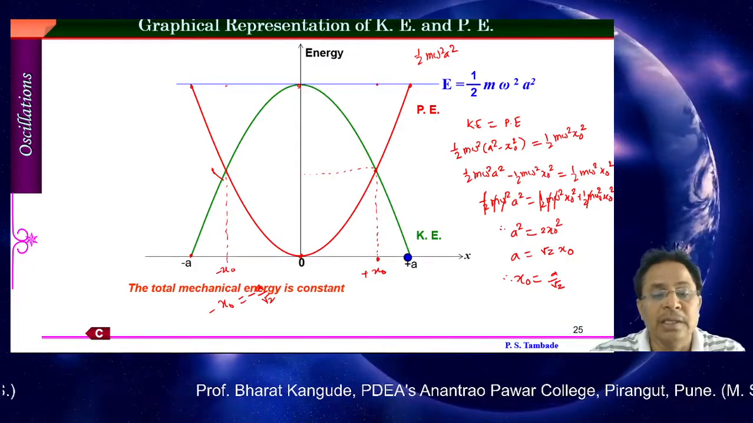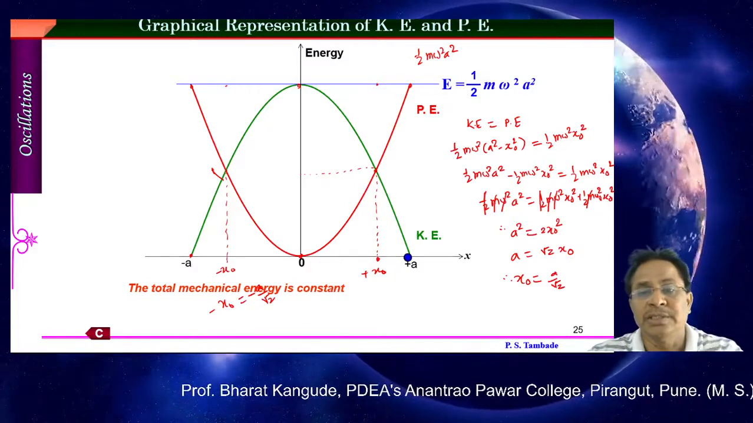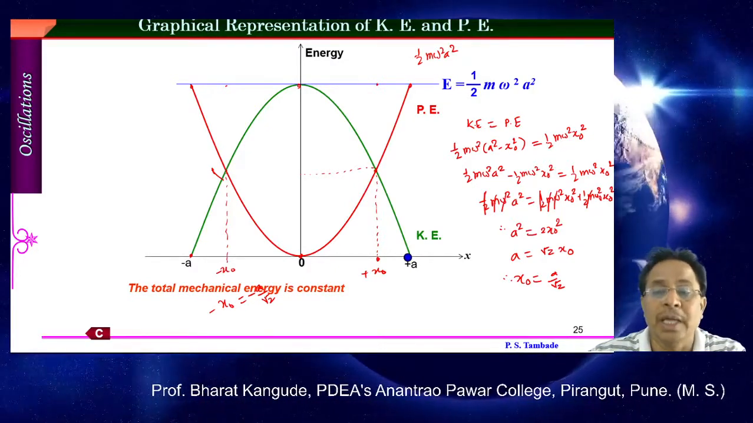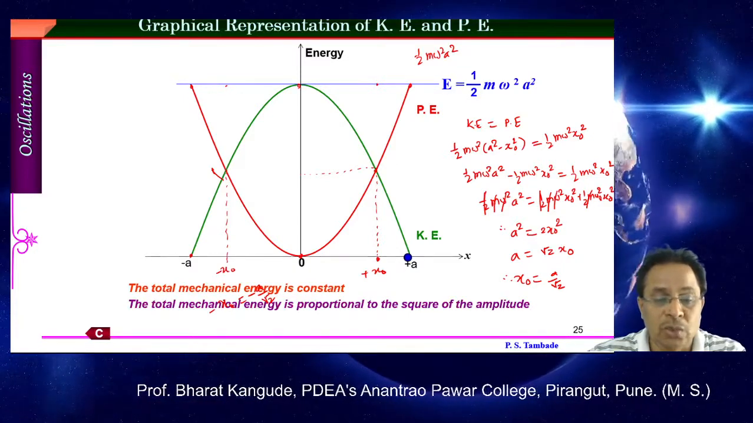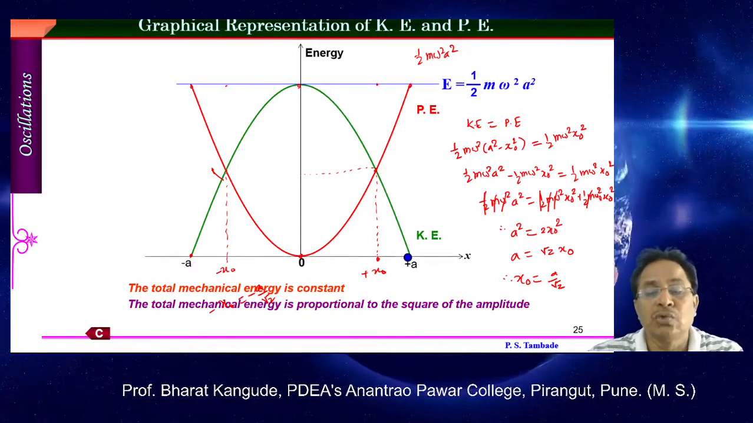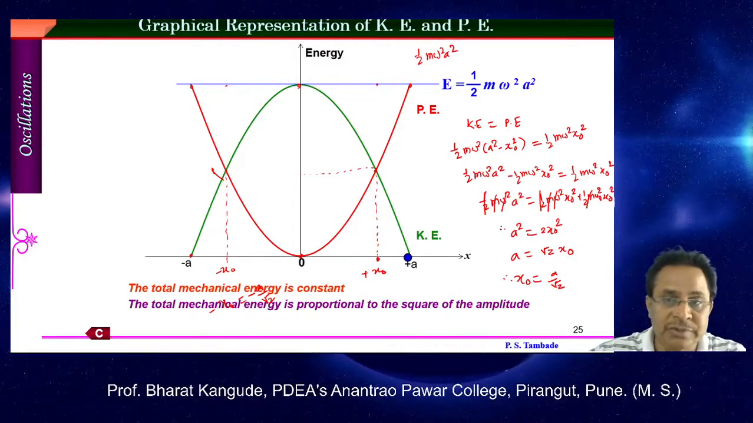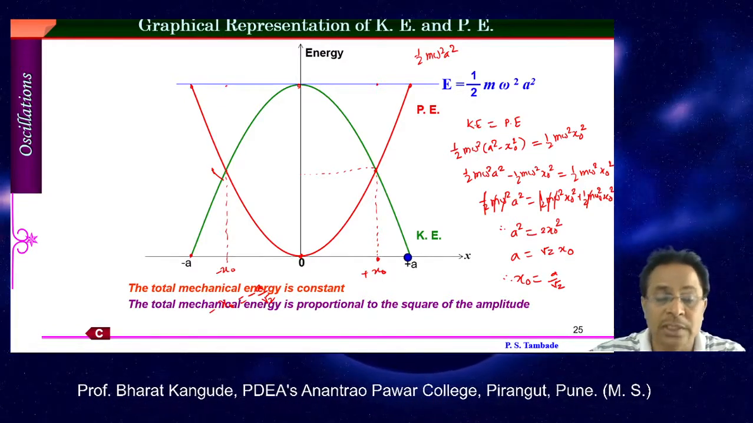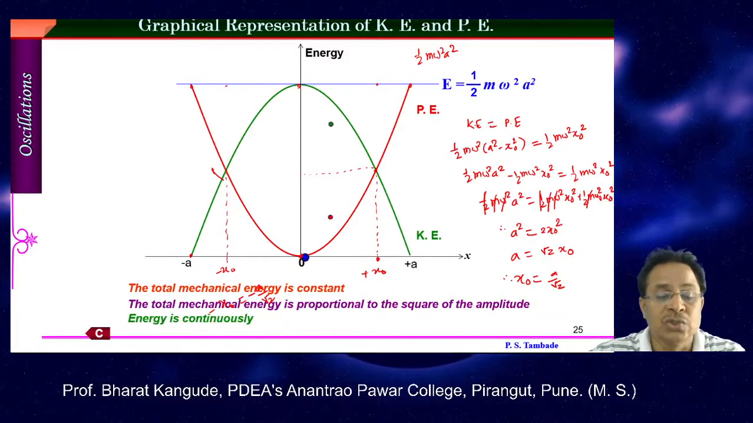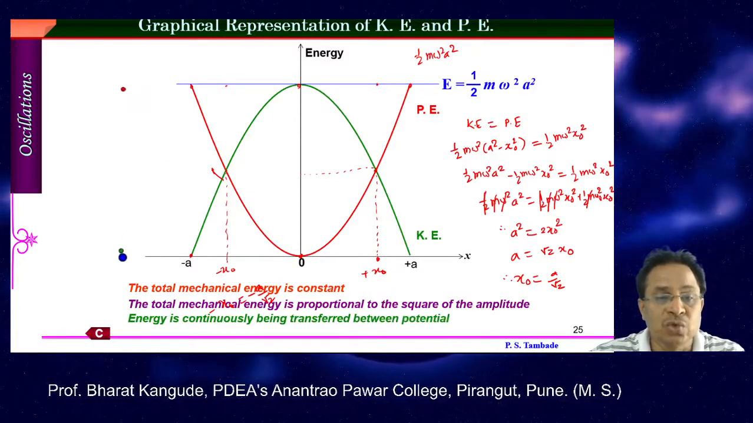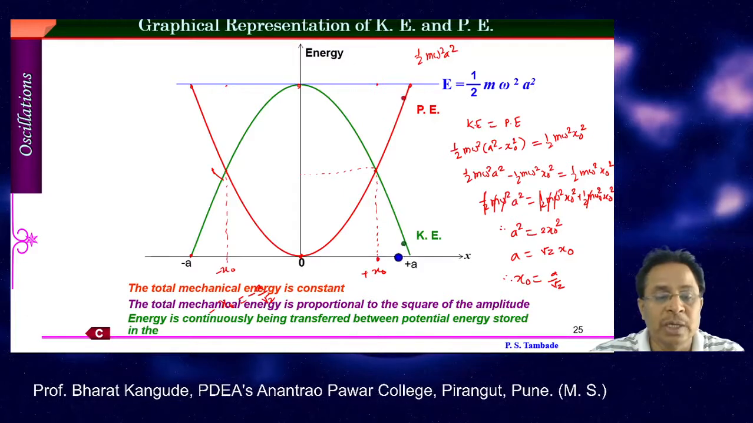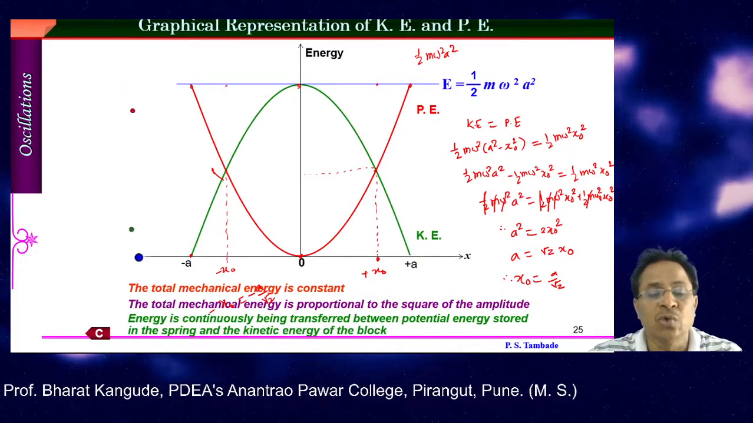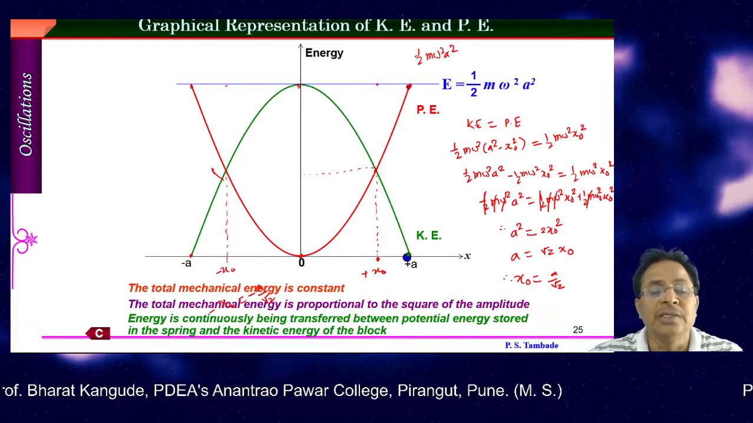So total mechanical energy is always constant, as shown by this blue line, which is going to be 1/2 m omega square into A square. The total mechanical energy is proportional to the square of the amplitude. Already we have seen that as amplitude goes on increasing, this total energy also goes on increasing. This particular animation shows you energy is continuously being transferred between potential energy stored in the spring and the kinetic energy of the block.